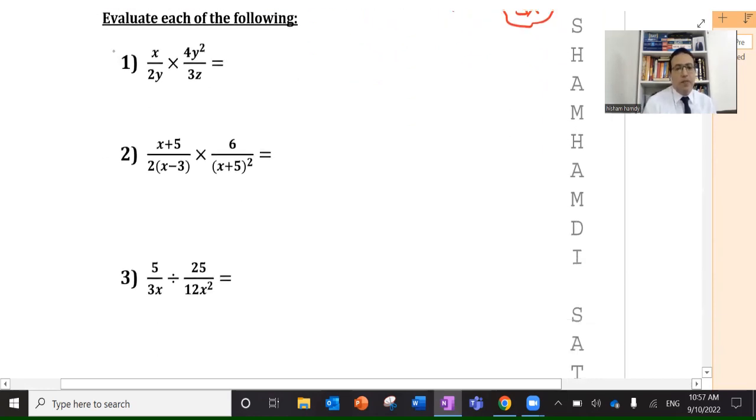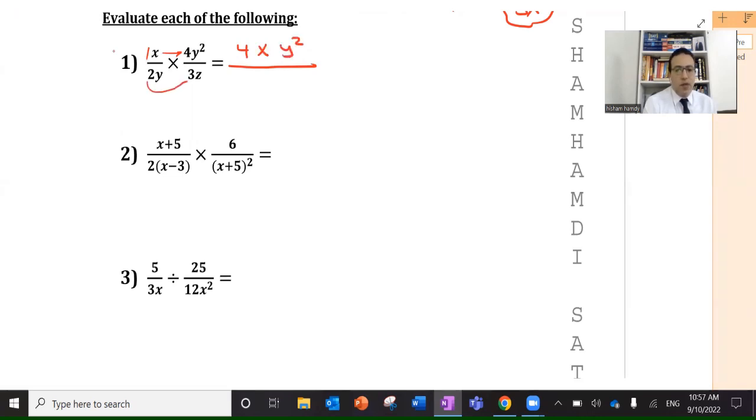Let's solve some examples. Number 1, x multiply 4y squared divided by 2y multiply 3z. 1 multiplied by 4 is 4xy squared. 2 multiplied by 3 is 6yz. Notice that this is y squared and this is y to the power 1. I can simplify them. So it's 4xy divided by 6z after subtracting the power. So simplifying is a very important step in your solving.